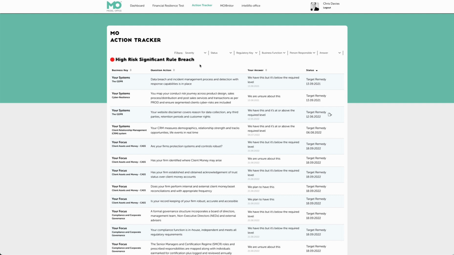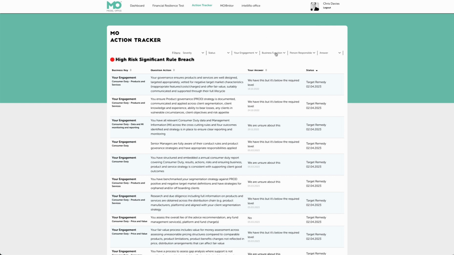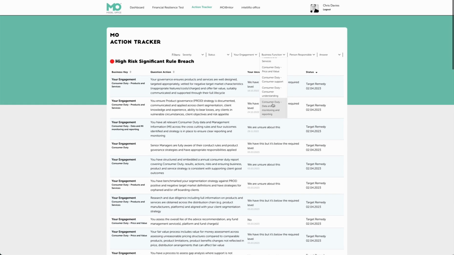So you can start to filter these down to think, right, okay, well, we can look at all the reds first, or the ambers, or the greens. But let's take a look at your engagement key and the consumer duty, because that's what we're focused on here. So you can see here, you can start to filter down into the key areas that Model Office scrutinises your firm against and benchmarks your firm against. So you've got consumer duty, products and services, price and value, consumer support, understanding, and data and MI.